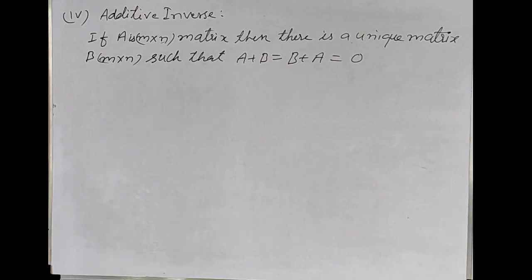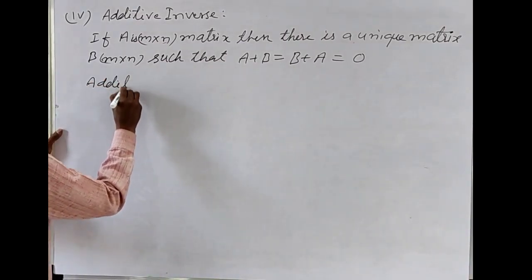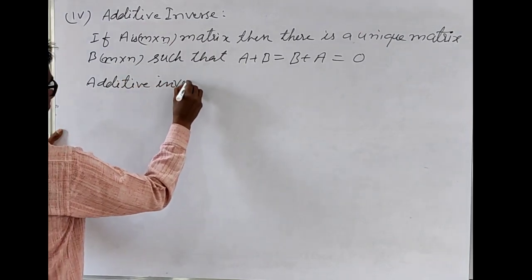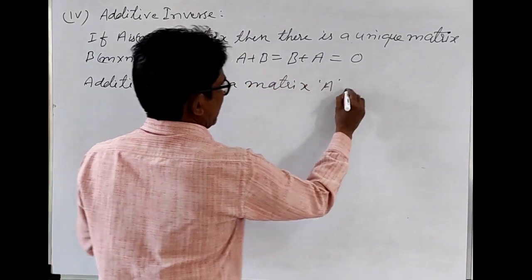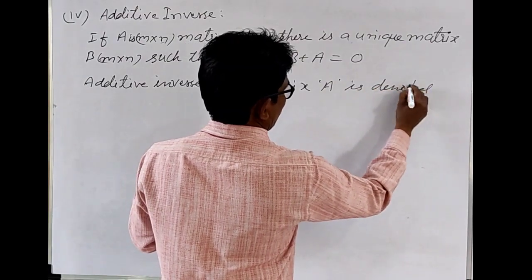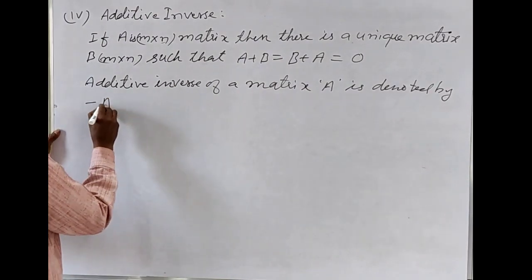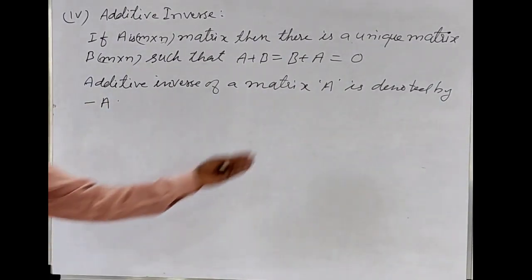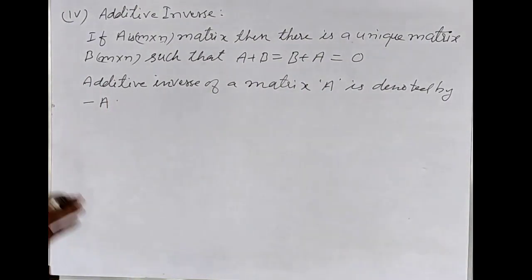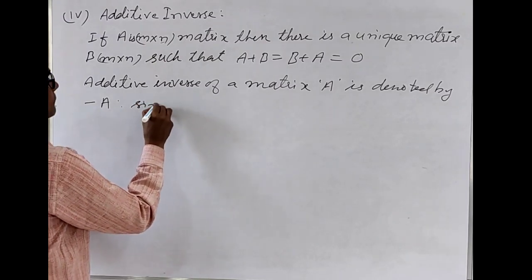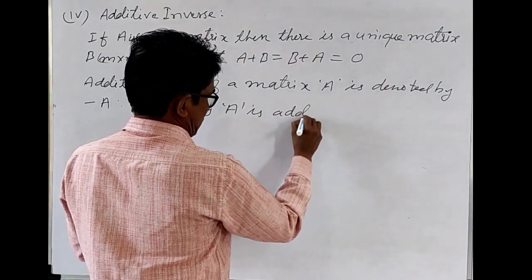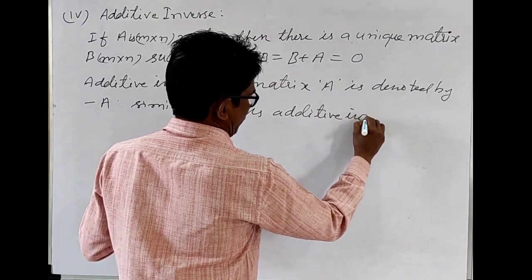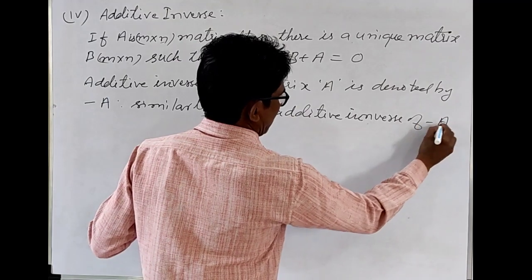So this is called additive inverse of a matrix. The additive inverse of a matrix A is denoted by minus A. So minus A is the additive inverse of A, whereas A is the additive inverse of minus A. Similarly, A is the additive inverse of minus A matrix.